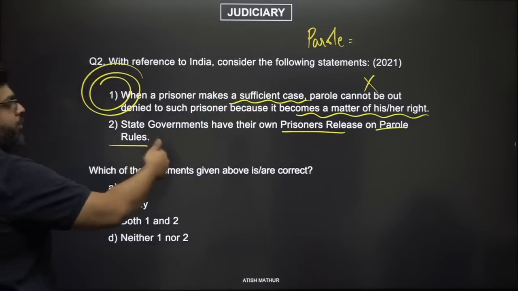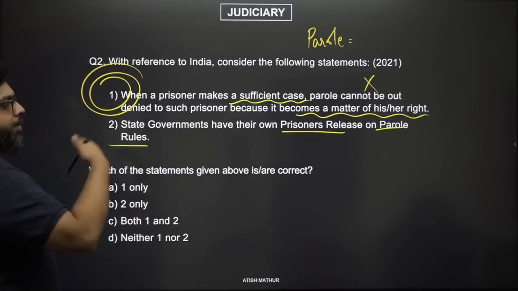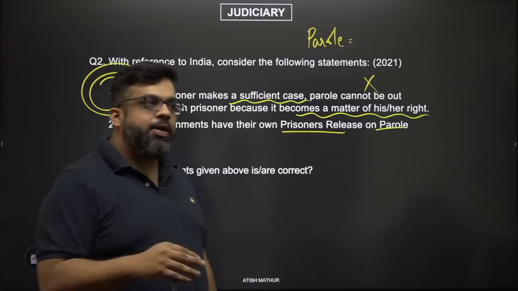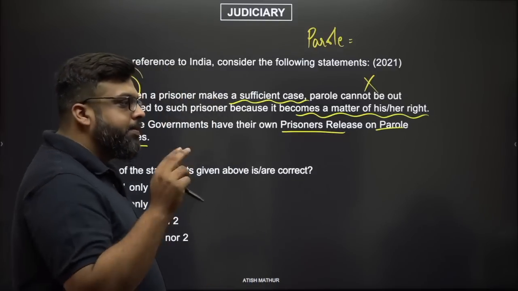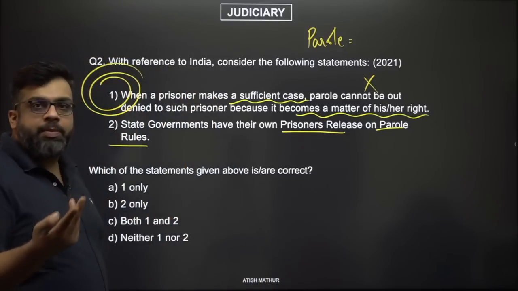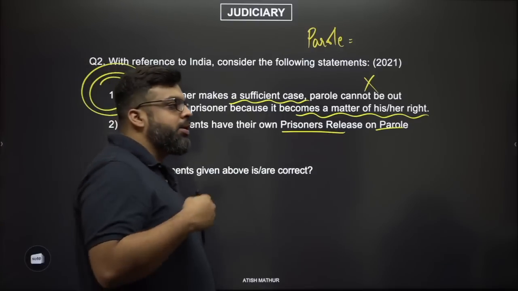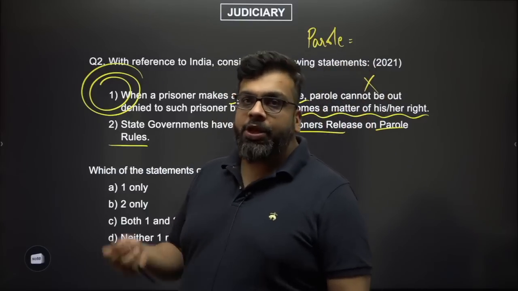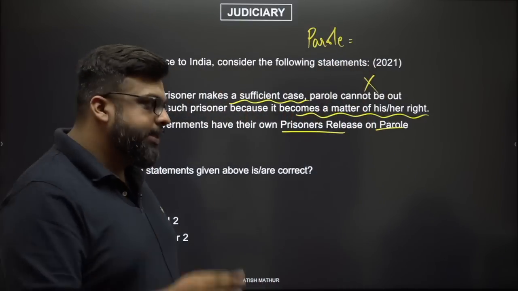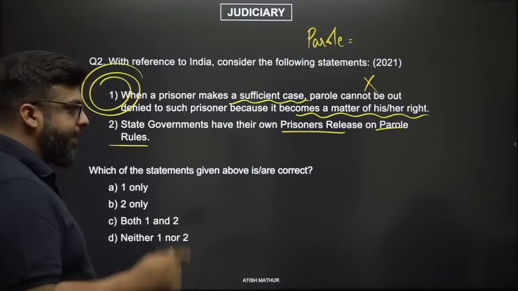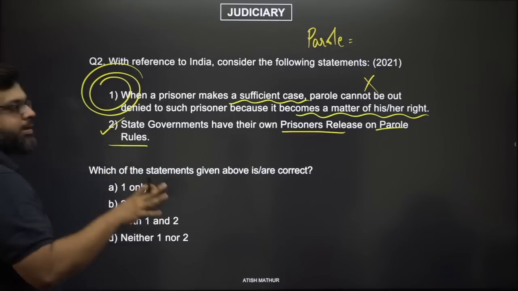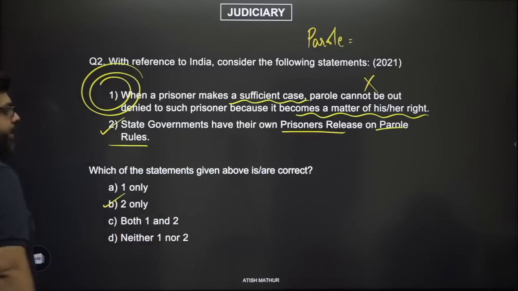Now think about what you know about prisoners and parole rules. You know that law and order is in the state list. Now if law and order is in the state list, that means maintenance of law and order in prisons would also be in the state list. Think about officers you know who are deputed to prisons, right? You would often know that jails are maintained by the state government, right? And therefore this sounds like the correct option because law and order is in the state list. So B is the right option, 2 only.